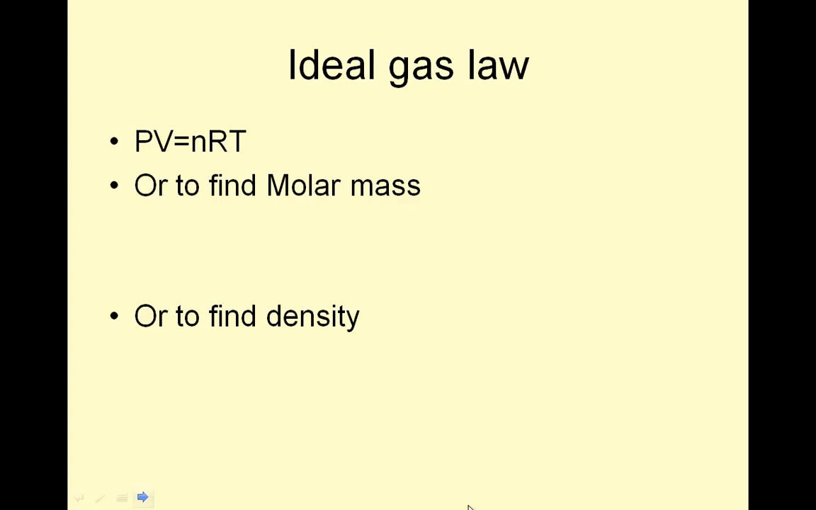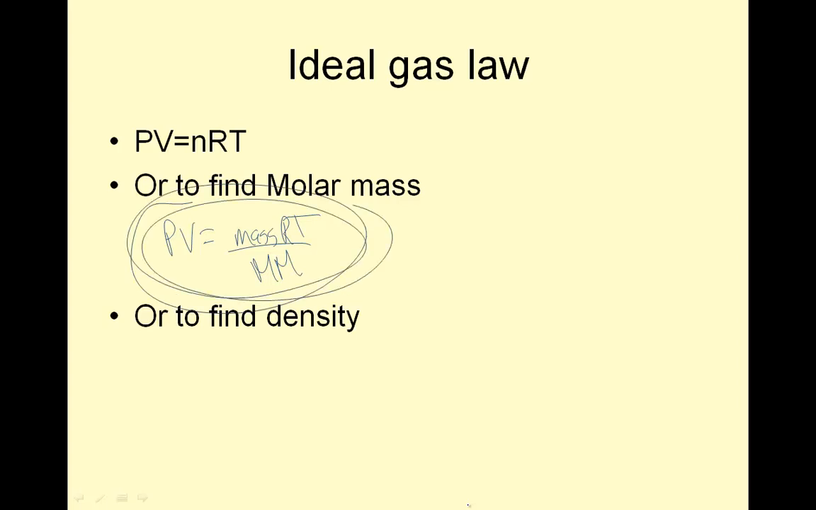Ideal gas law. We've done this already, went over it in class. So we can find it in ideal PV equals mass RT over molar mass. That I think is more common. Or to find density, remember how mass over volume equals density? So I could make it PM over RT.